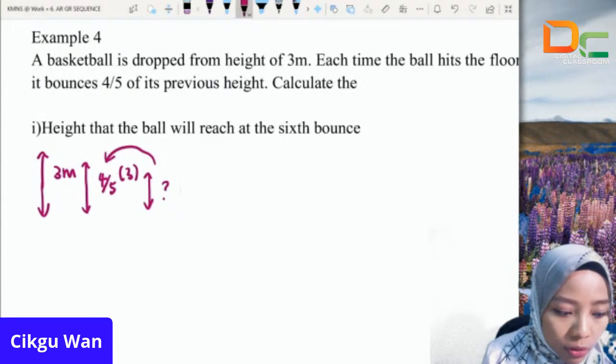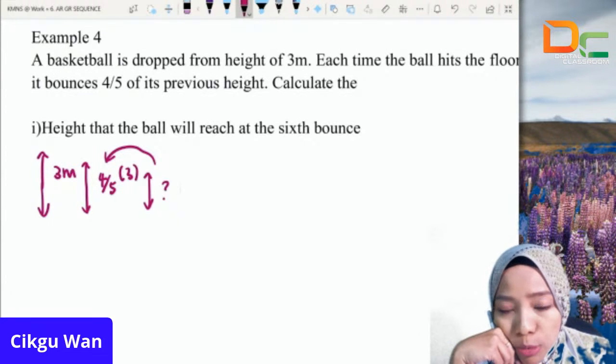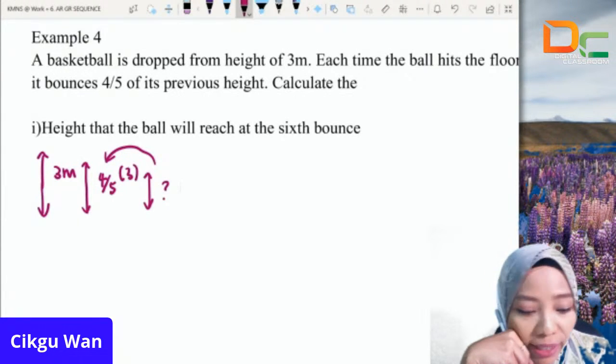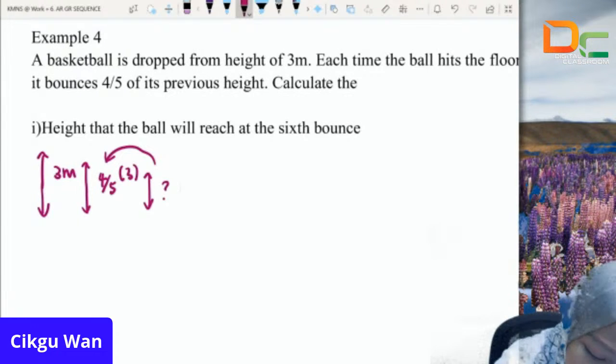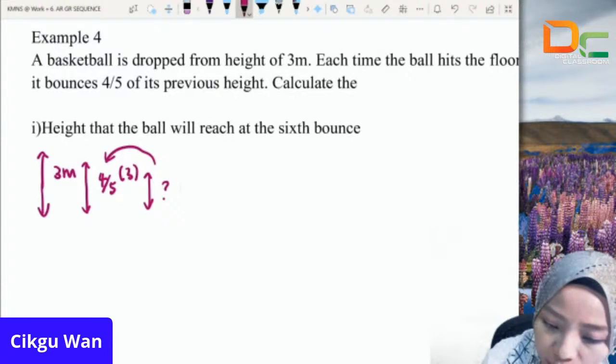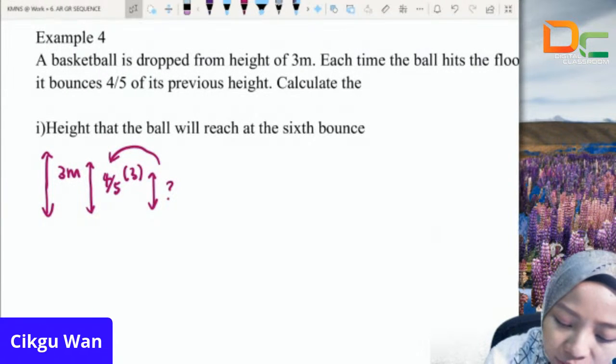So kita akan buat seperti yang tadi lah. Macam soalan tadi yang kita buat yang menurun sebanyak 10% tadi tu kan? So kita akan start dengan T1. Okay, T1. Soalan nak hit the ball after reach at the 6th bounce. Okay, at the 6th bounce. T6.